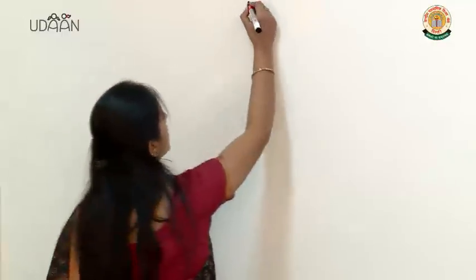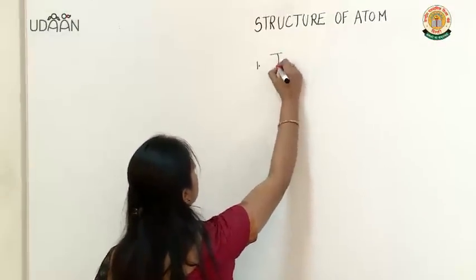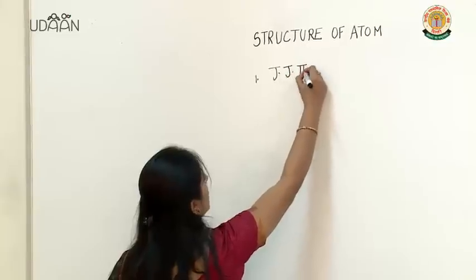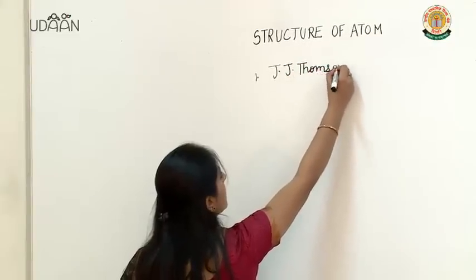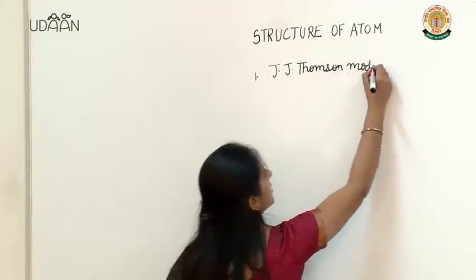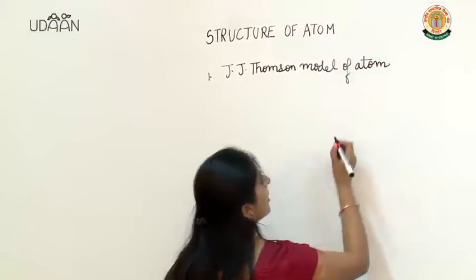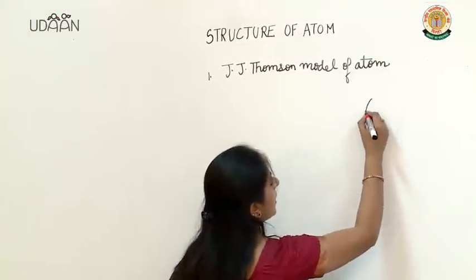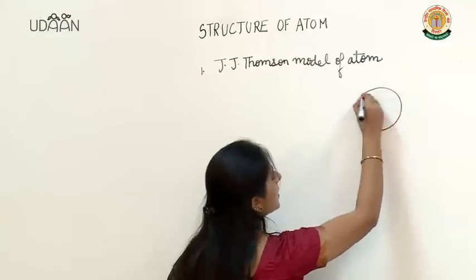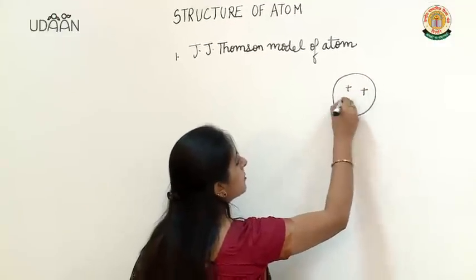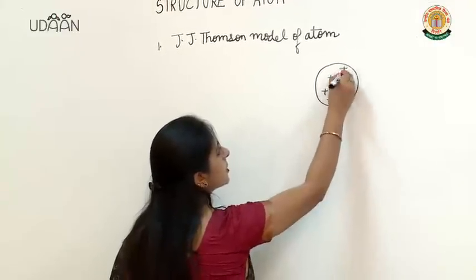Today we will study the structure of atom, the different models of atoms. First, let us start with J.J. Thomson model of atom. Now what did J.J. Thomson say? He said that atom is a sphere of positive electricity in which electrons are embedded so as to neutralize the positive charge.